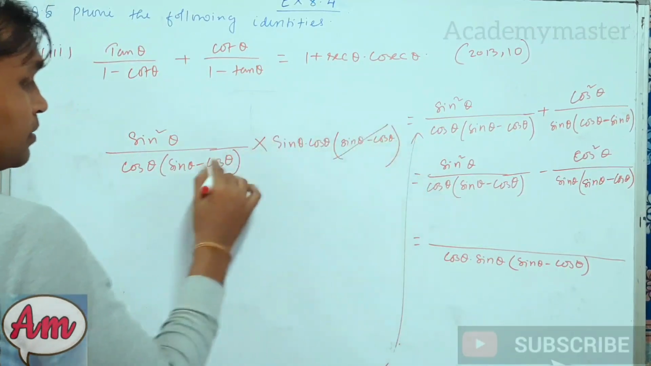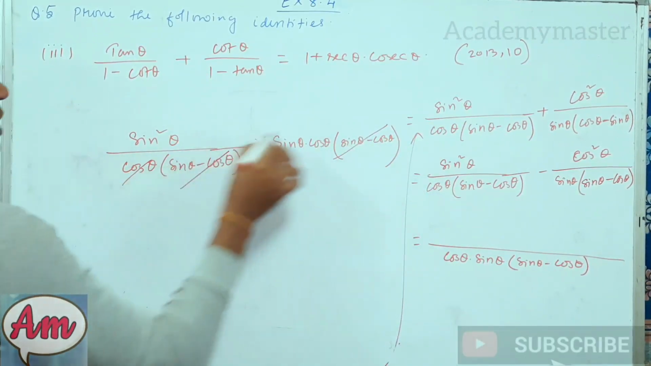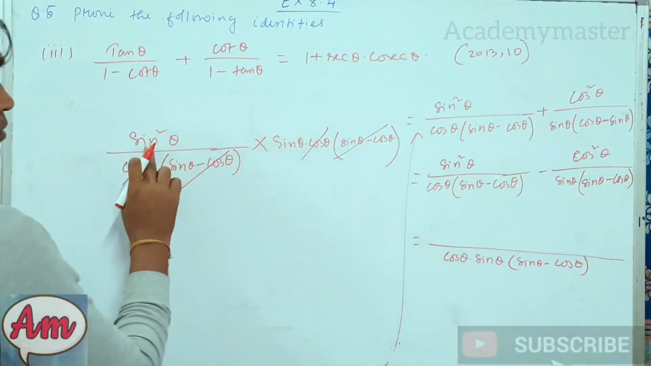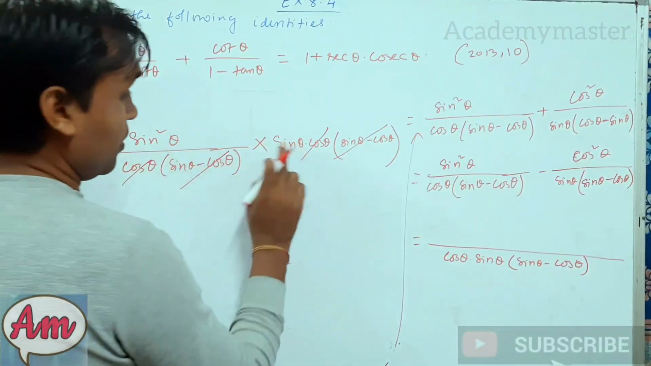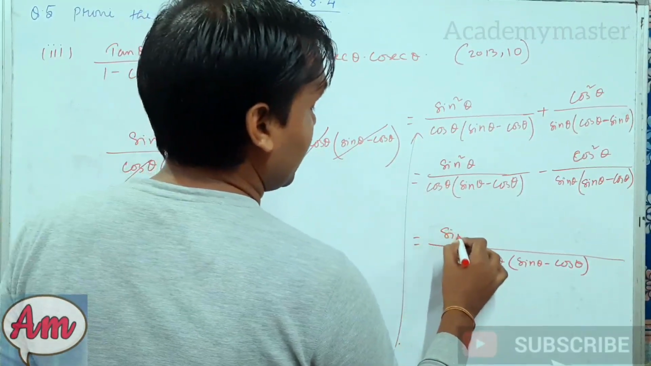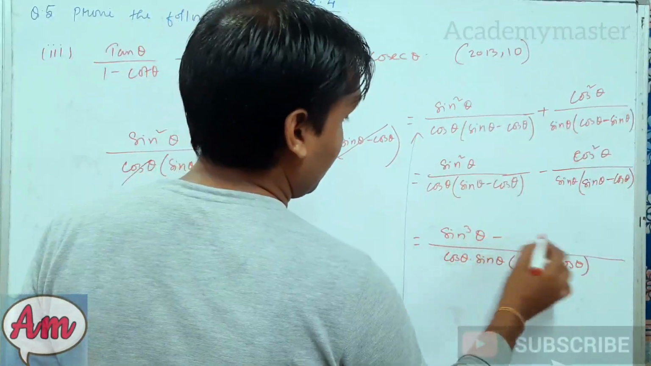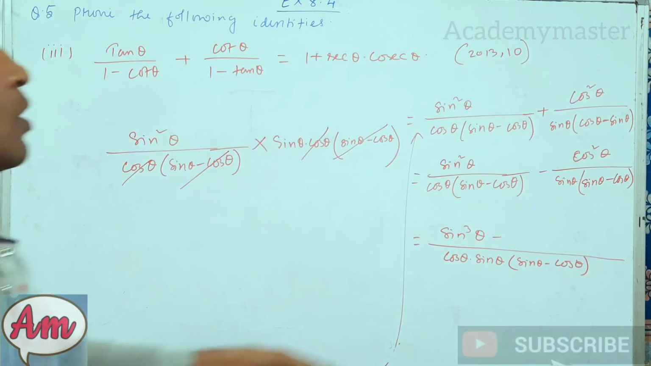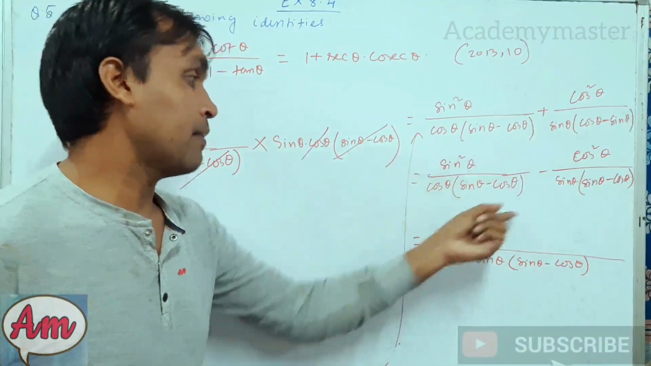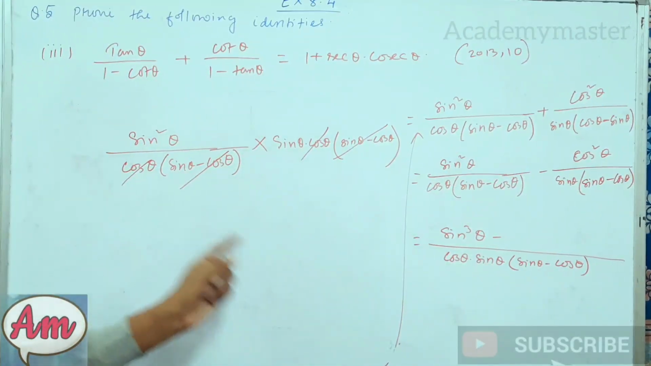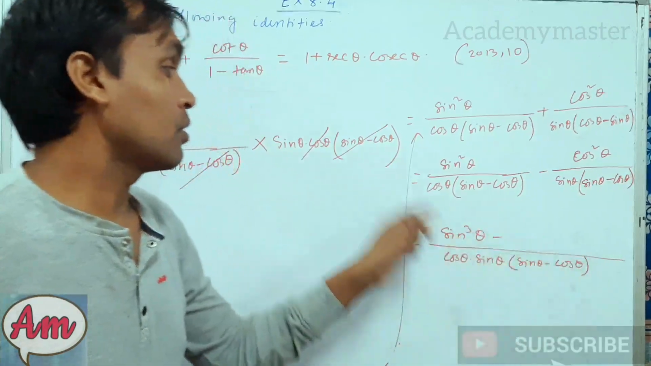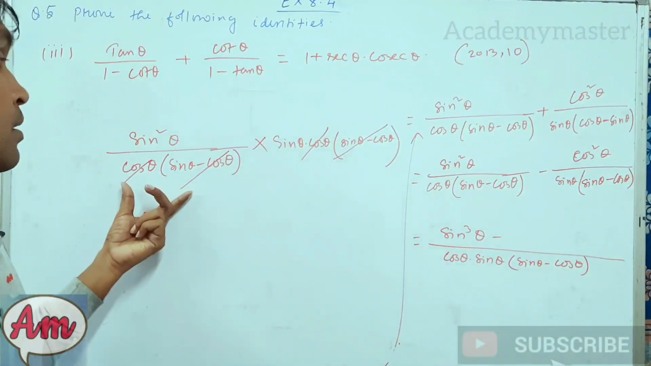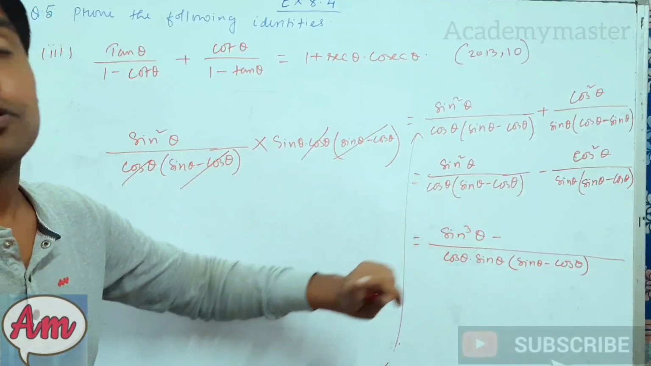So sinθ minus cosθ cancel, cosθ cancel. So what is left? sin²θ into sin θ, so it will become sin³θ. I hope this one is clear, dear students. If you have not understood, again I am telling you, whatever fractions you have, you write those fractions, and whatever LCM we got, you multiply with that, then you will get sin³θ.